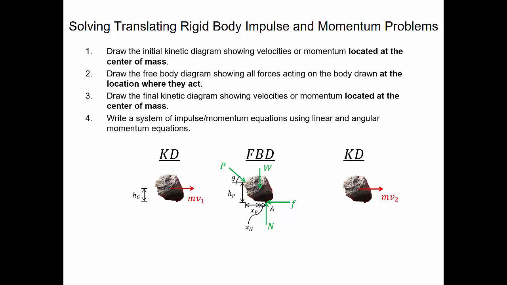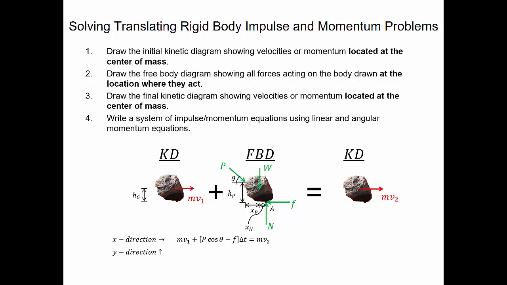The fourth step is to write a system of impulse and momentum equations using linear and angular momentum equations. So our initial kinetic diagram plus our free body diagram gives us our final kinetic diagram, and we can look at this in terms of x direction, y direction, and for summing moments. In the x direction, we would have our kinetic diagram, mass times the velocity, our initial momentum, plus the forces in the x direction times the change in time. In this case, it would be P, our applied force, times the cosine of theta, minus the friction force times the change in time, is equal to our final kinetic diagram, which has our final momentum, mass times the velocity 2.